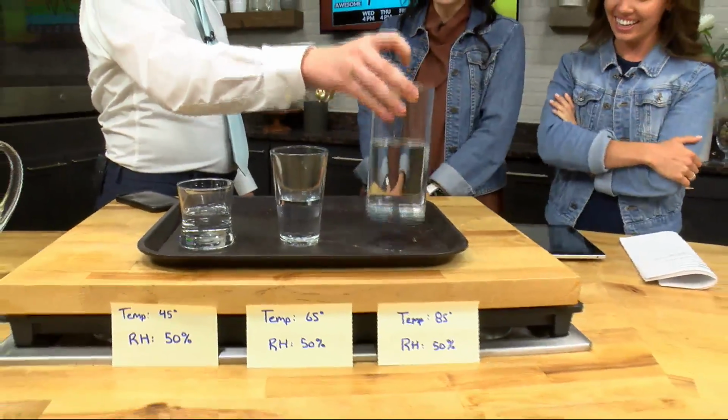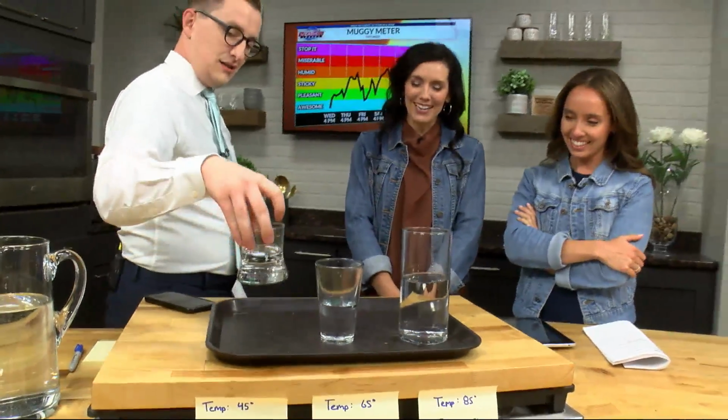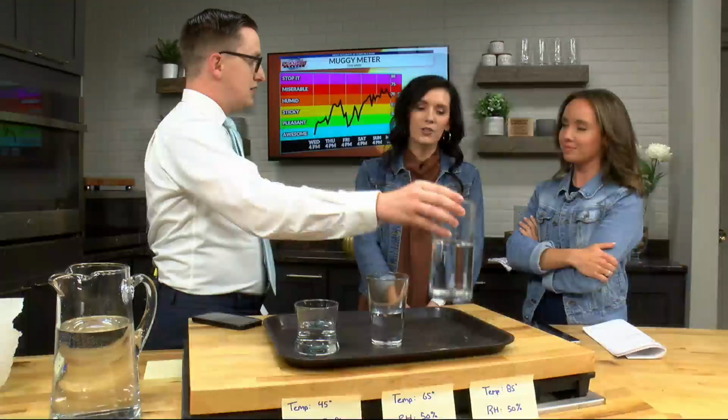Half of the glass is full of water. This glass is bigger than this glass. This glass, there's not a lot of water there. It's representative of the amount of water that's in the air. So there's a lot more water in this 85 degree glass at 50%, compared to the 45 degree at 50%.